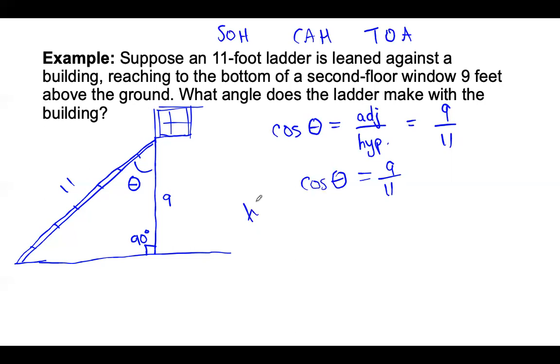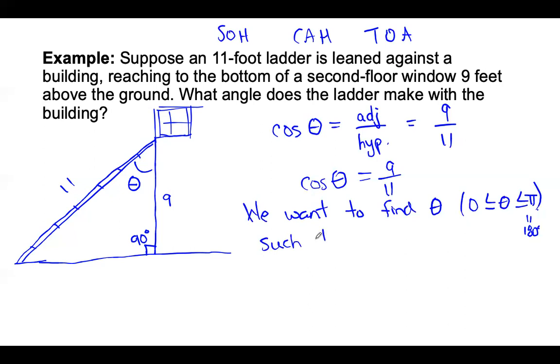So basically we want to find this angle, theta, where it's between 0 and pi, and this is 180, such that cos of this angle is equal to 9/11. So we just would want to solve for this.